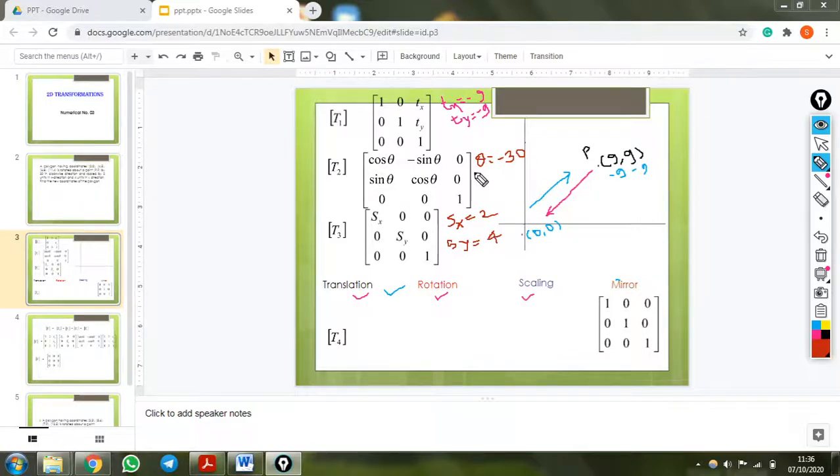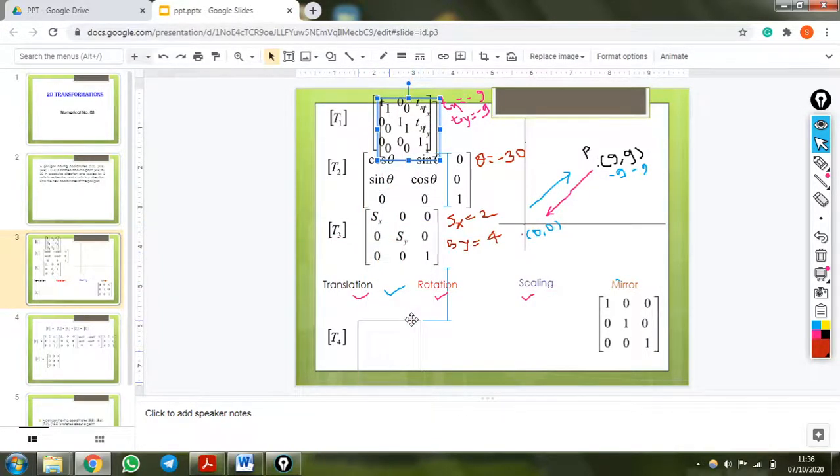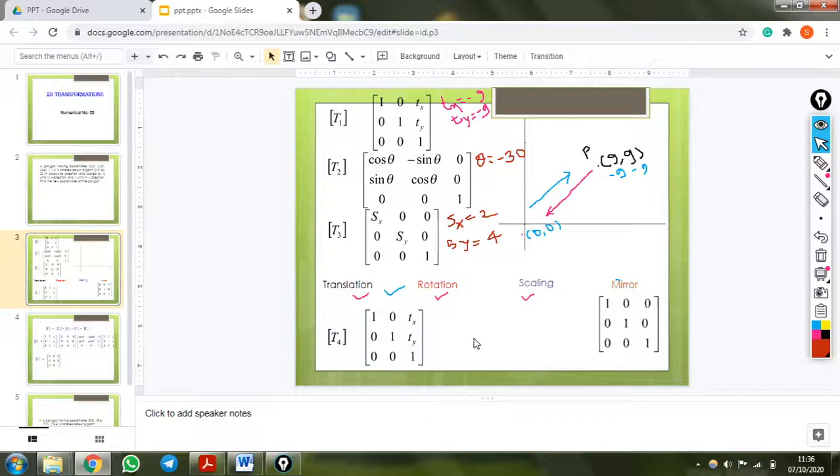Okay, after doing rotation and scaling, we will transfer this point back to its location. So the next matrix will be similar to this matrix. I will just copy it and paste it here. The fourth matrix will be the same as the translation matrix, but now the coordinates of point P are 0, 0. We need to make them 9, 9. So we need to add plus 9 in the x and plus 9 in the y, right? So tx is equal to 9 and ty is equal to 9.